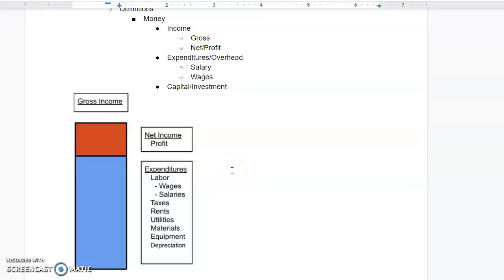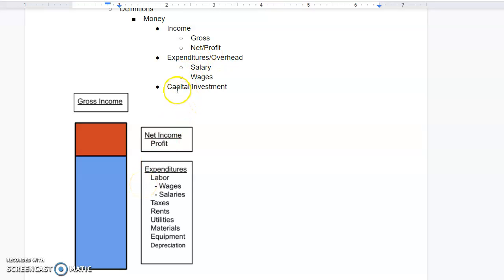Other expenditures, often the biggest one is paying your workers, your labor, but others include taxes, rents or a mortgage, your utilities or insurance, the raw material costs, your equipment costs, including repairs or breakage, including just the fact that your equipment gets older, and that's called depreciation. So you start factoring in your eventual replacement cost of your machines. Those are a couple of examples of expenditures. It's not exactly the same thing as overhead, but that's another term people use for some of the costs that go into running a business.